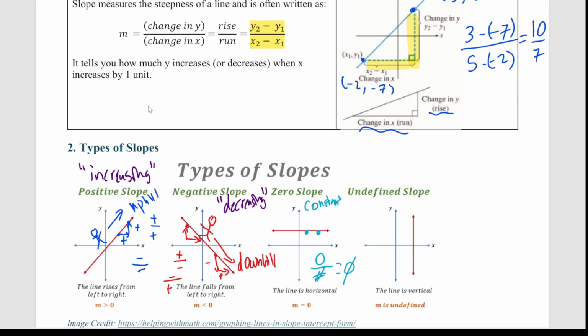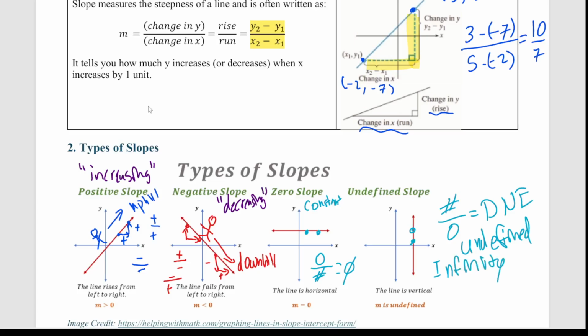Versus an undefined slope is straight up and down. Between any 2 points, the y's change as much as you want, but the x's never change. So when you plug into the equation, you end up with a number divided by 0, which is undefined, aka does not exist. The way that I oftentimes will also remember it is that this physically sort of looks like an I for infinity, if you want to remember it that way as well.